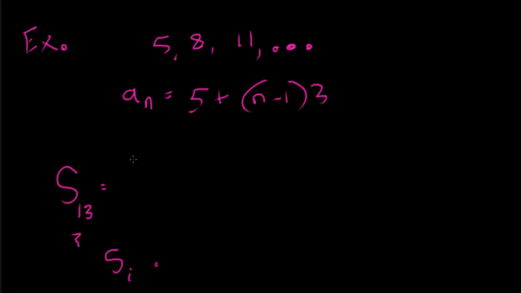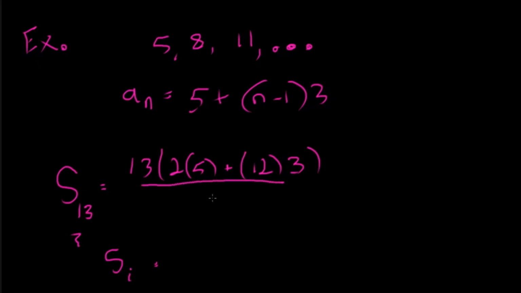So there's going to be 13 terms, right? 2 times the first term, plus n minus 1, so 12 times 3, the constant difference. This is finding that 13th term, by the way, divided by 2. So what is this thing? All right, so we have 36 plus 10, 46 divided by 2. That's going to be 23.